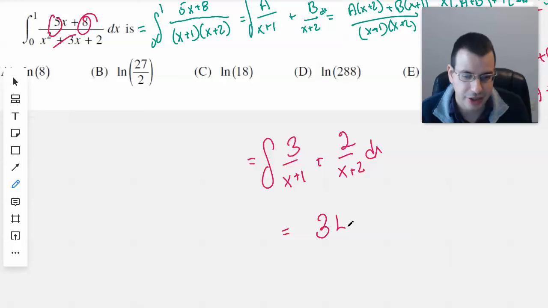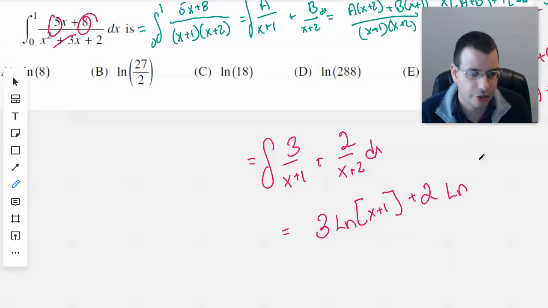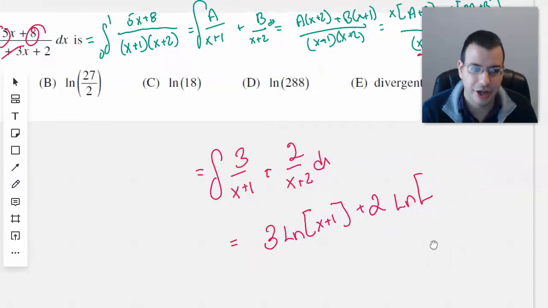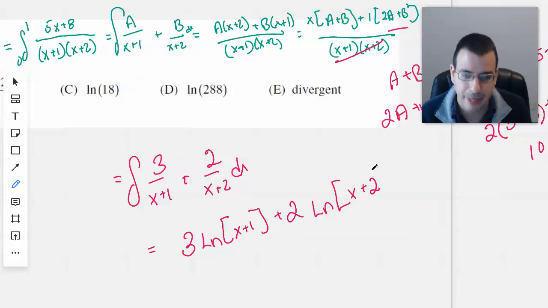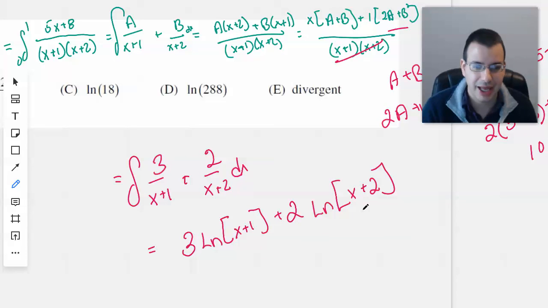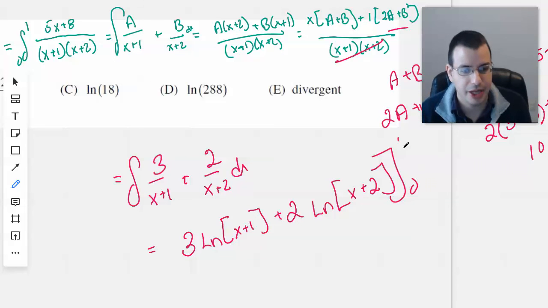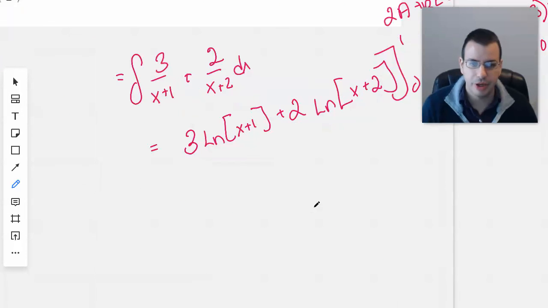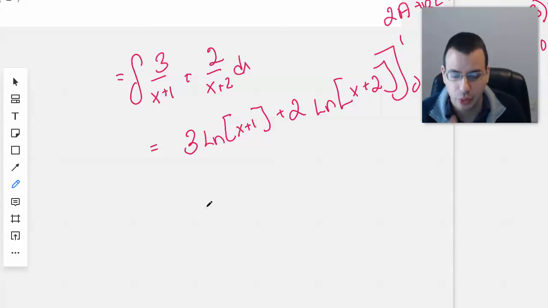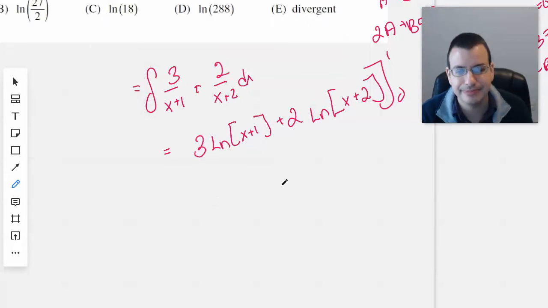We have 3 natural log of x plus 1, plus, I meant plus 2 natural log of x plus 2, and these are absolute value signs. Those are brackets, not absolute value signs, but they should be absolute value signs. If I was a better math guy, they would be, but alas, I am not. I think it's from 0 to 1. Okay, so now we're going to plug in both 0 and 1.